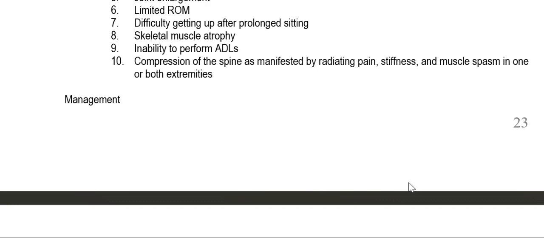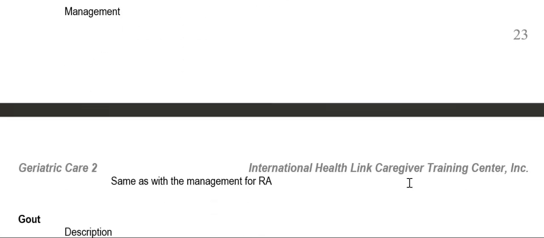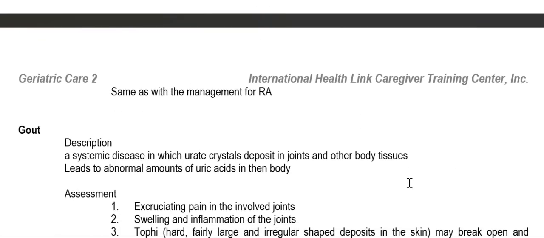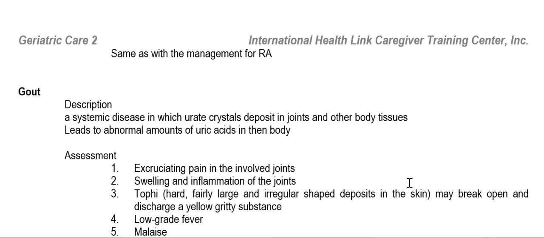Then we have difficulty getting up after prolonged sitting, skeletal muscle atrophy, magamay ang muscle, inability to perform the activities of daily living, compression of the spine as manifested by radiating pain, stiffness, and muscle spasm in one or both extremities. Management, same with your rheumatoid arthritis. Okay, the last disease, we have your gout.